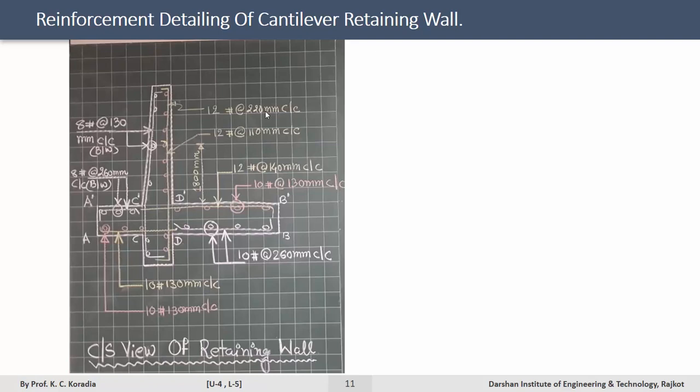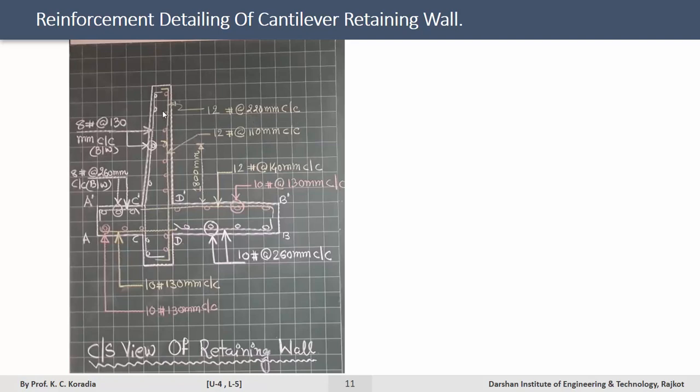Here in the stem slab, this yellow color reinforcement is our main tensile reinforcement, which is 12 torr about 110 mm center to center. We have provided a curtailment, and the curtailment point lies at a height of 1800 mm from the top of the base slab. After that, our main tensile reinforcement spacing gets increased to 220 mm center to center.